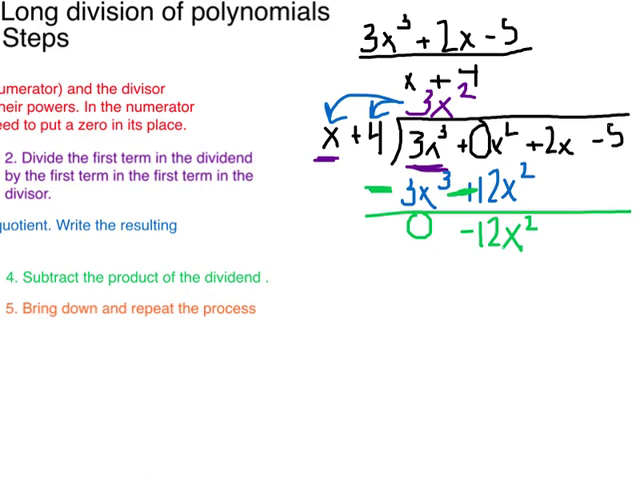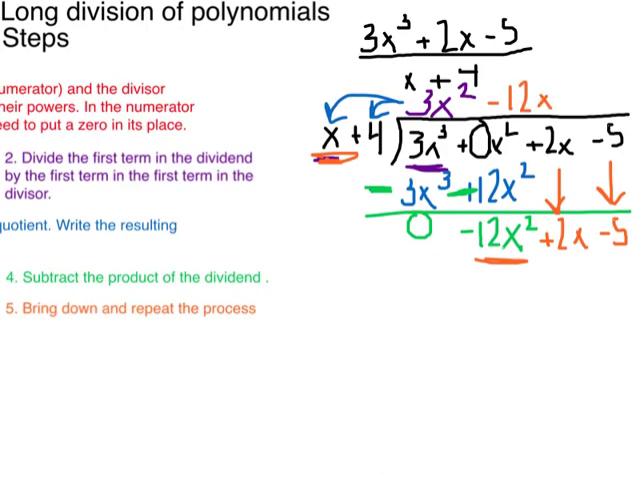So the next thing that we're going to do after we subtract is bring down the remaining terms. So I'm going to bring these ones down, keeping their signs the same. So I have 2x minus 5. And then from there, I will repeat the process. I will see how many times this x goes into negative 12x squared. So x into negative 12x squared would be minus 12x.